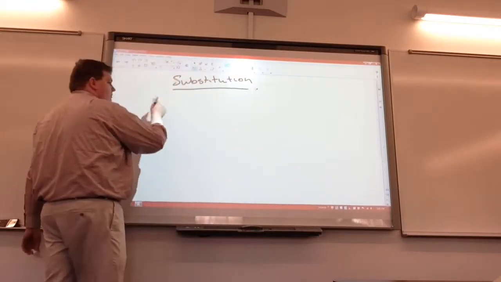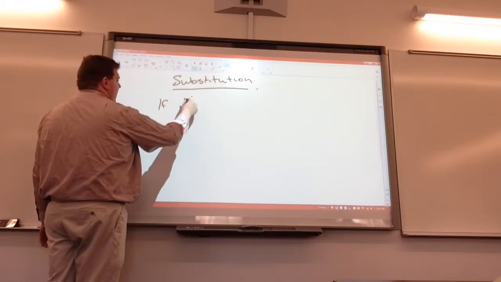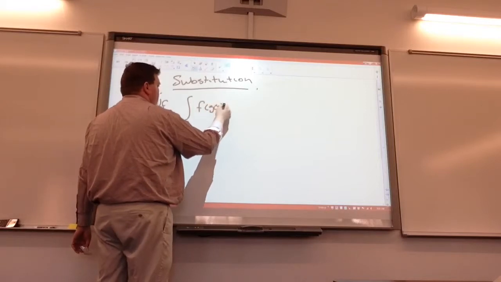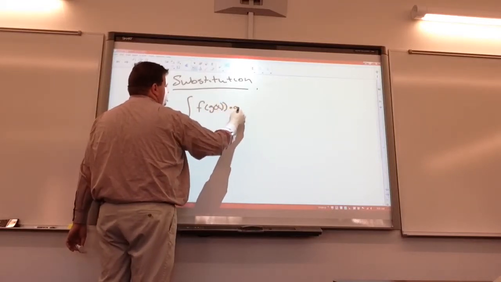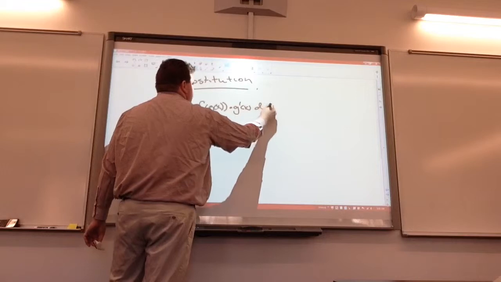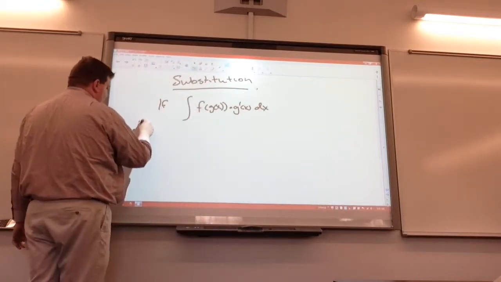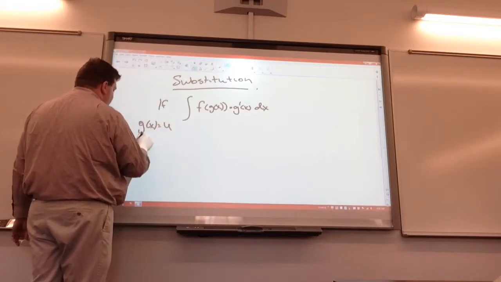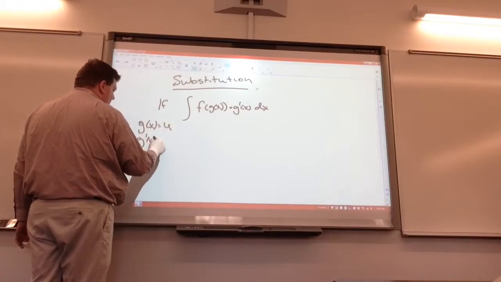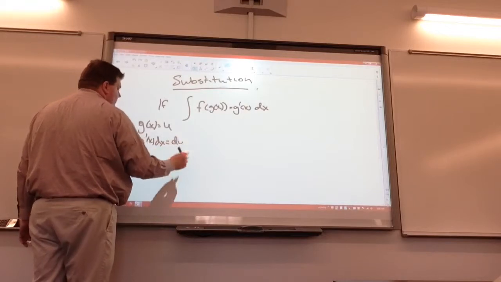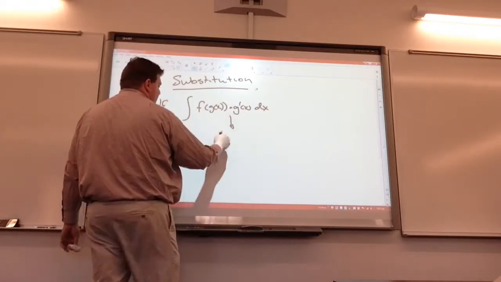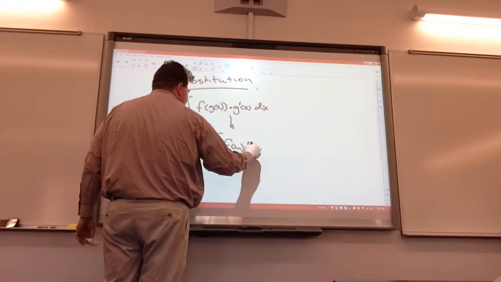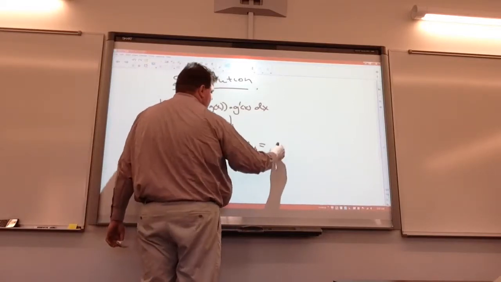So basically, if I have the integral of f of g of x times g prime of x dx, I could let g of x be equal to u, and g prime of x dx be equal to du. I could then rewrite this thing as the integral of little f of u du, which then gives me the antiderivative.